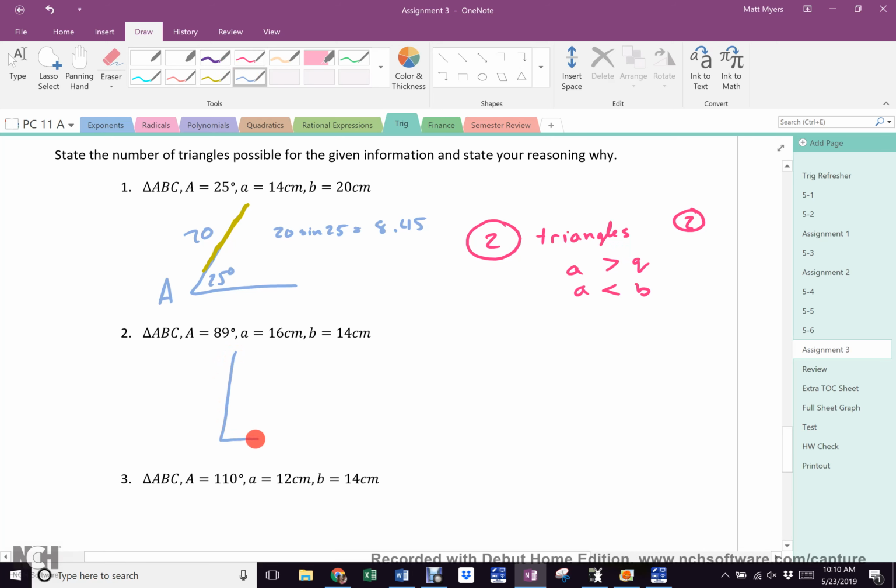Which is Henry Rollins' first album with his last record company. 89. 14. Q equals 14 sine 89, which is basically 14, because that's almost 90, yeah? Right?